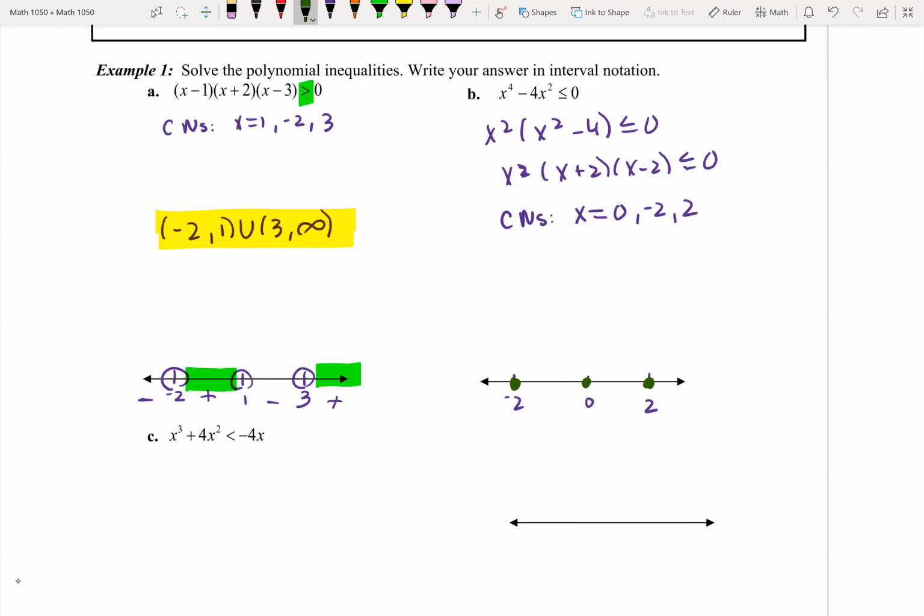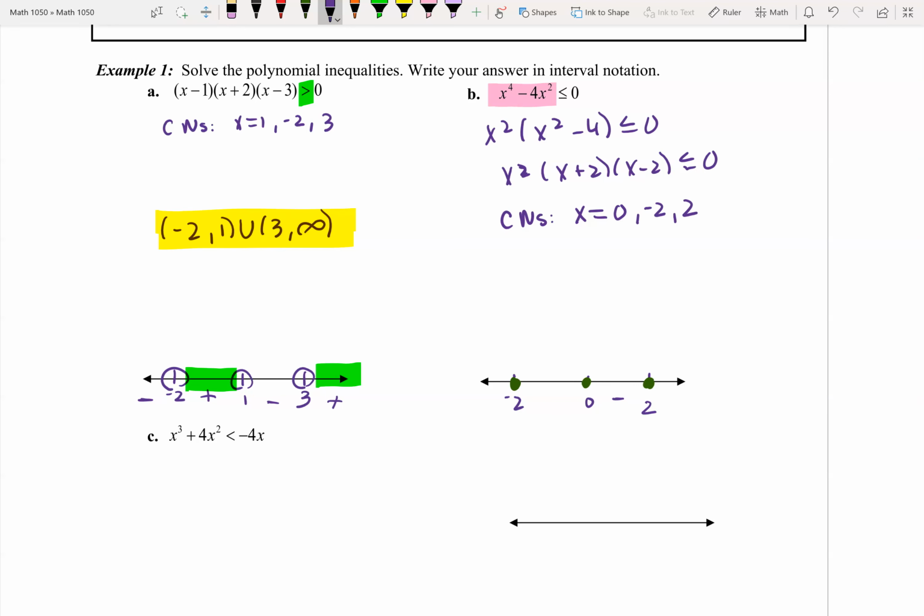I cannot test 0 because 0 is a critical number. So I'm just going to test 1. If I test 1, I'm testing that region right there. So if you go 1, store, enter, I'm going to put it into the original before it's factored. I think that's the easiest place. So hit x, enter, raise it to the 4th, minus 4, x squared, hit enter, and I get a negative. Now, my signs may be funny, and that is because I've got a squared.